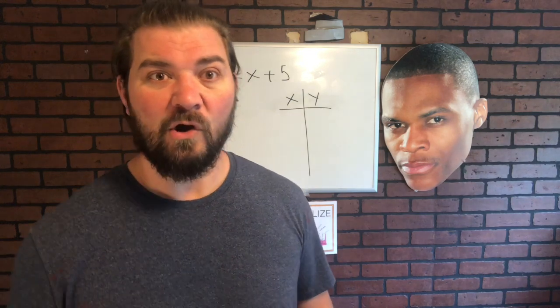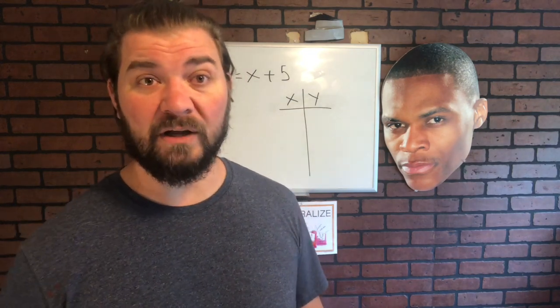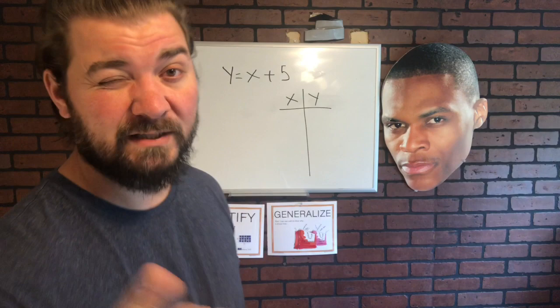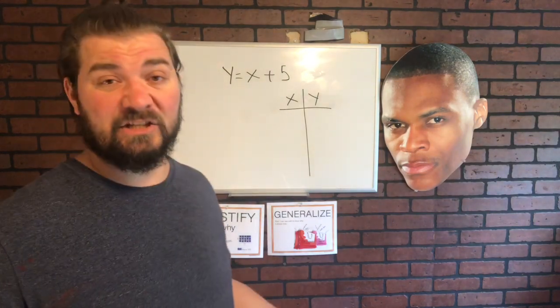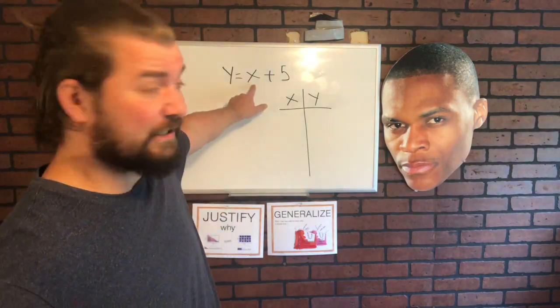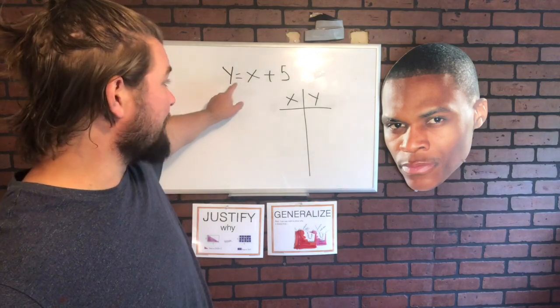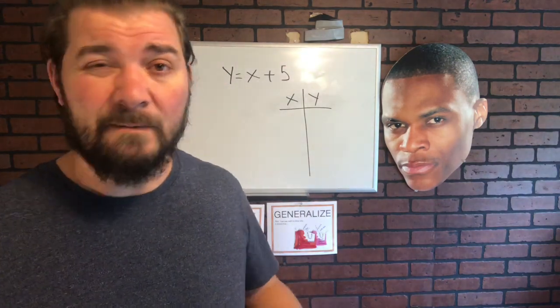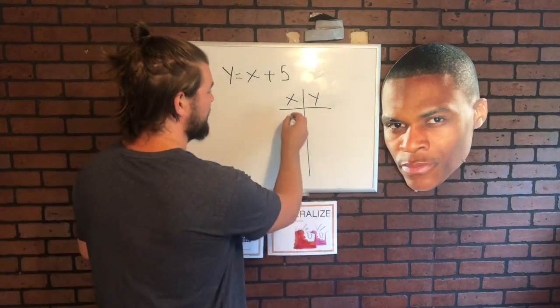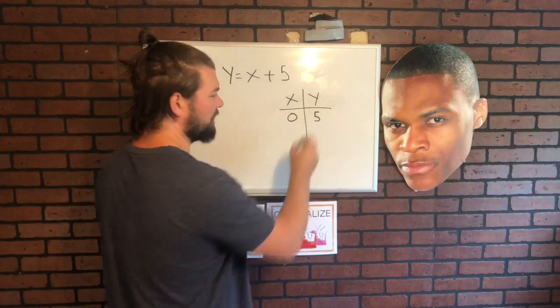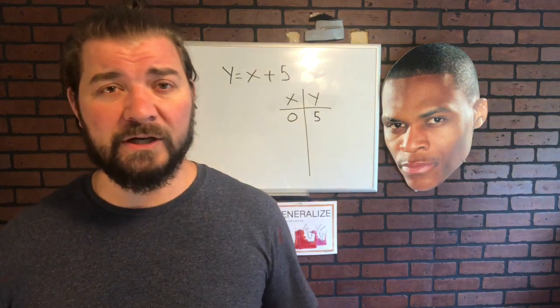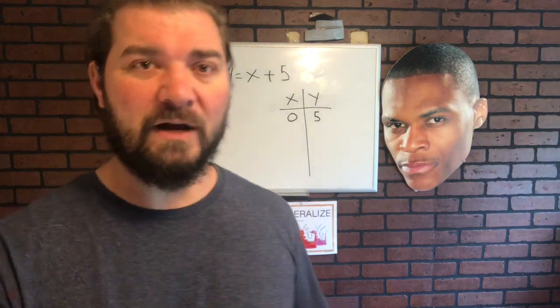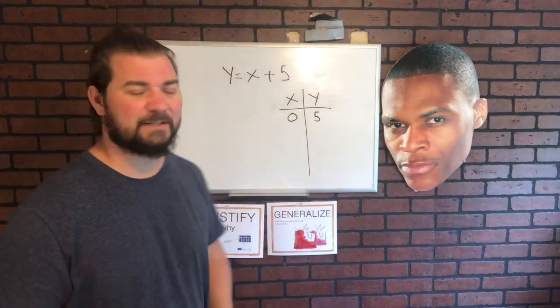That's right, 1. 1's a great number, or even 0. Awesome answers. Let's start with 0. If I put 0 in for x, this tells me y equals 0 plus 5. 0 plus 5 is 5. Therefore, y equals 5. So if x is 0, y is 5. What was that next number we were going to use? That's right, 1. You guys are so good at this.